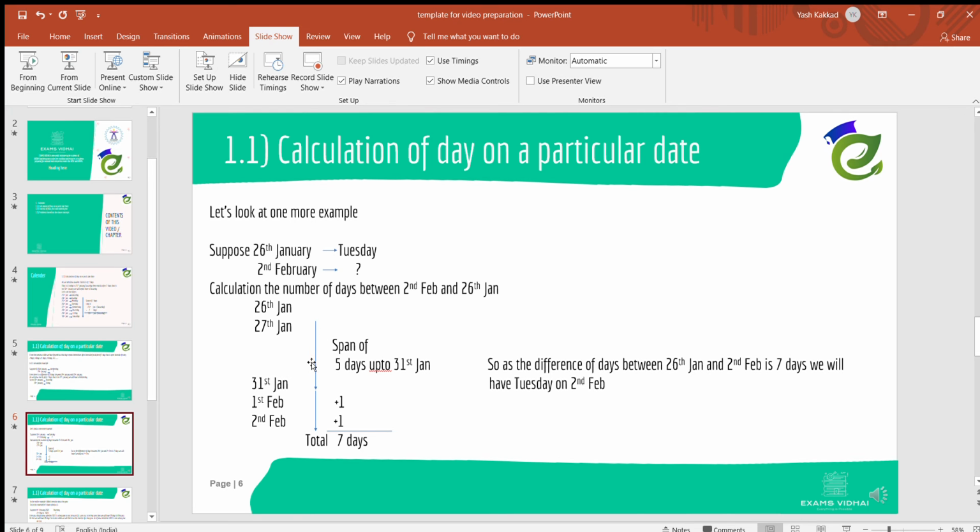The difference of days between 31st of January and 26th of January is 5 days. And then adding on 1st February and 2nd February, the total difference would be 5 plus 1 plus 1, that is equal to 7. So the total difference of days between 26th of January and 2nd of February is 7 days. So on 2nd of February we will again have a Tuesday.